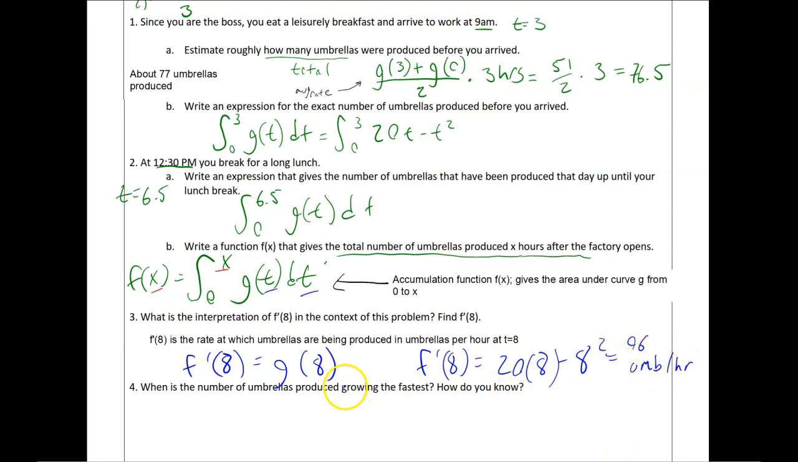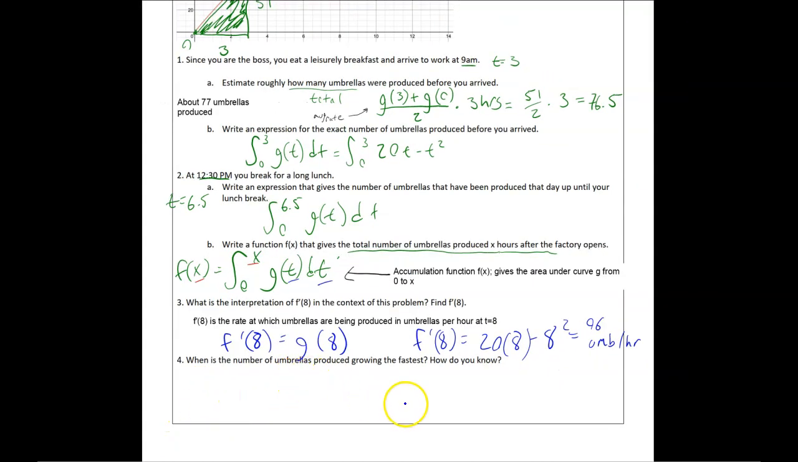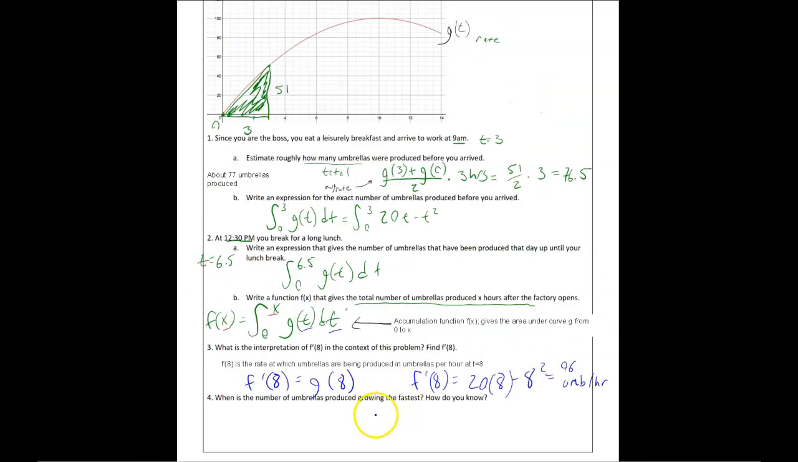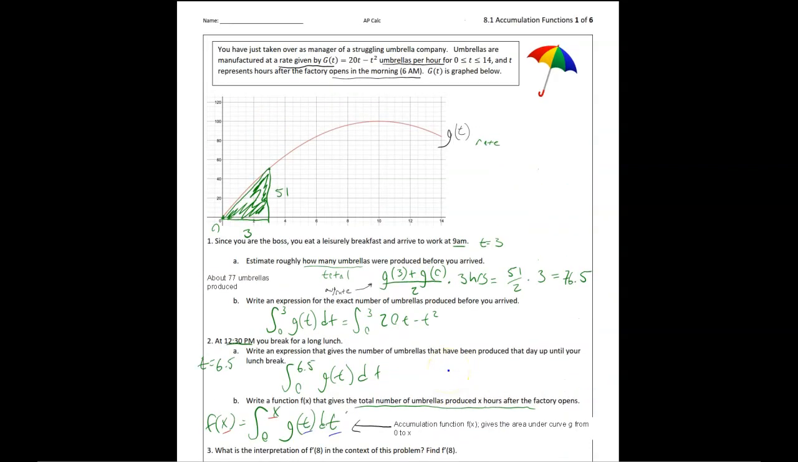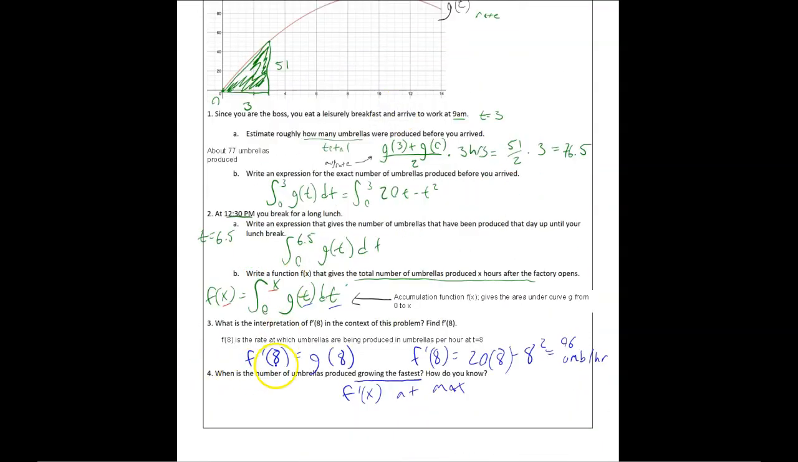Okay. And then the last question here, this is where we really solidify our understanding of how this connects to the graph. When is the number of umbrellas produced growing the fastest? So we have to do a little bit of thinking here. Growing the fastest means our derivative is at a maximum. So f prime of x should have a max. Well, if we go back and look at our graph here, there it is. So that would be at t equals 10 because f prime has a maximum.